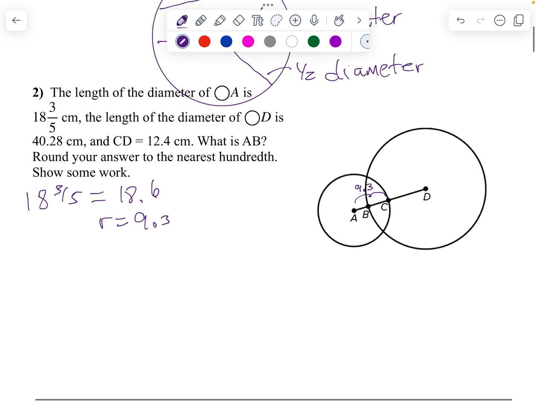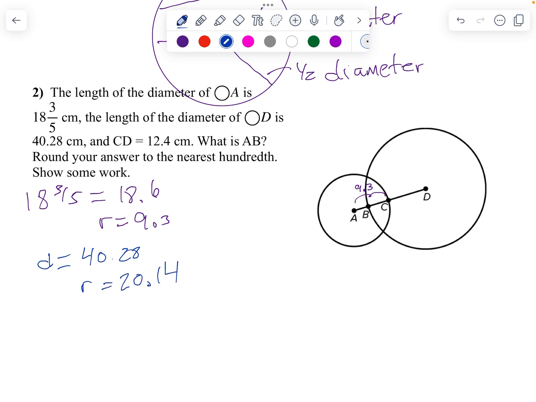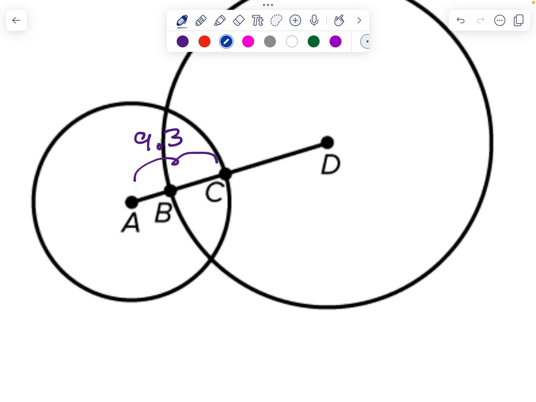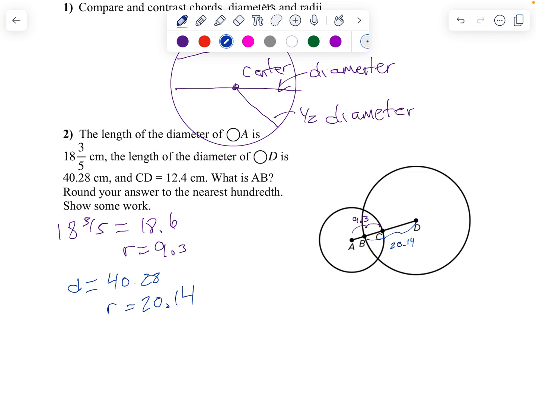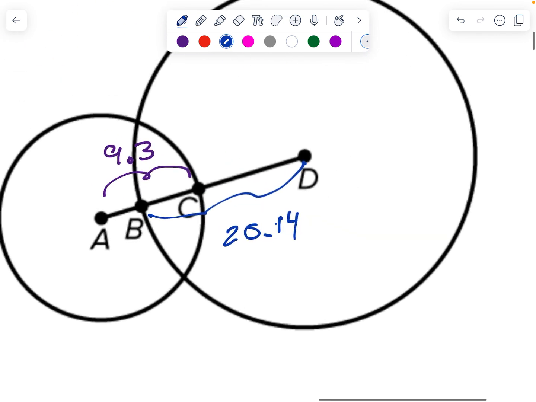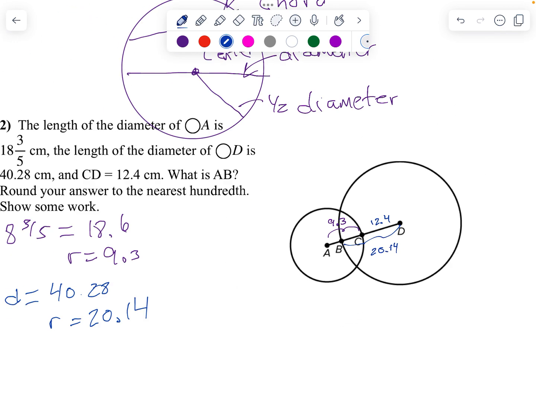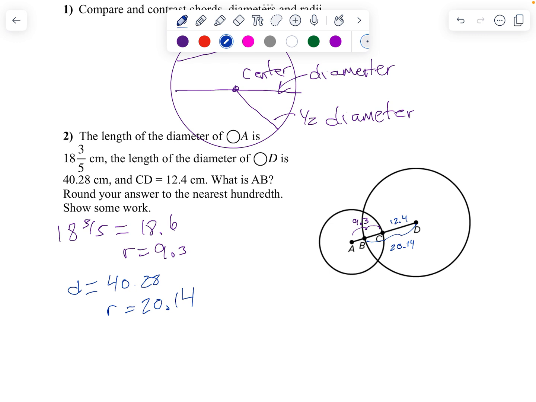Then we're told on circle D, the diameter is 40.28. So that means our radius is 20.14. So in other words, we know from D to B is 20.14. We're also told C to D is 12.4. Since C to D is 12.4, I can find B to C, although that's not what they asked for, but I can find that. Always look for what you can find.